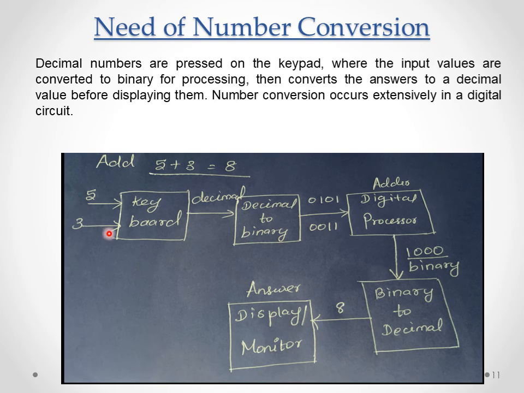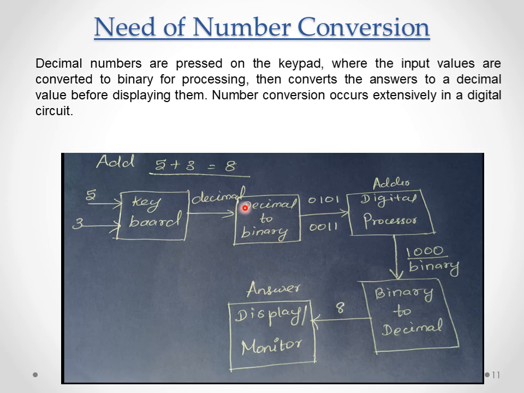So this is represented in the decimal form. We are using this decimal keyboard in our computers. So first 5 plus 3 is in decimal form. So we are going to convert this decimal to binary by using decimal to binary converters. So for this reason we are using the number converters.